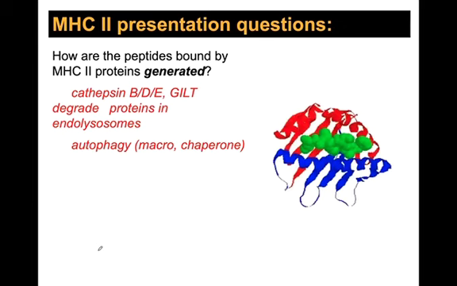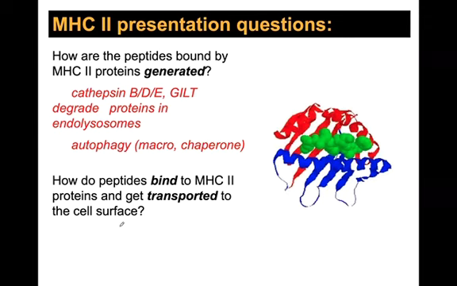Okay, so what do I expect you to know? We go back to our questions about what we want to know about MHC2. I want to know, how do you generate the peptides? So you should be able to tell me, what do cathepsin B and D do? What does GILT do? What are their roles in degrading the proteins in those endolysosomes? And for autophagy, what is macroautophagy, but also what is this LAMP-transported chaperone-mediated version, in which you take cytosolic proteins and feed them directly into the lysosomes. So you should know those two pathways.